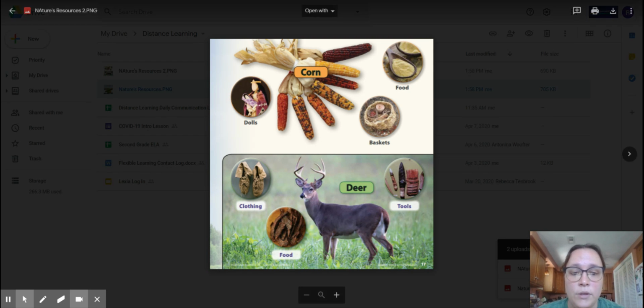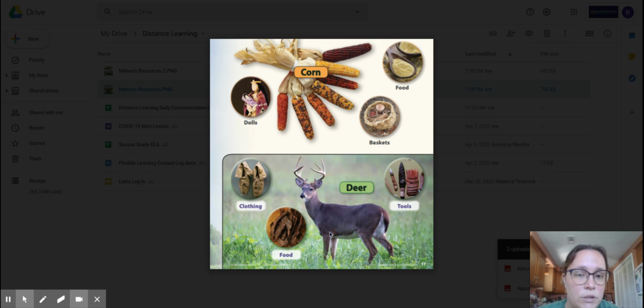And then they would use the meat part of the deer as food. They'd cook it in their fire, and then they'd have food to eat. So those are just 3 examples of resources that they had: trees, corn, and deer. And then this infographic shows you all the ways that they used it.